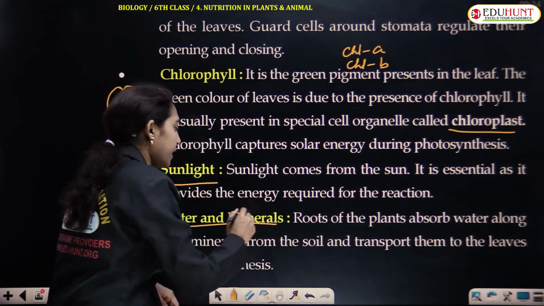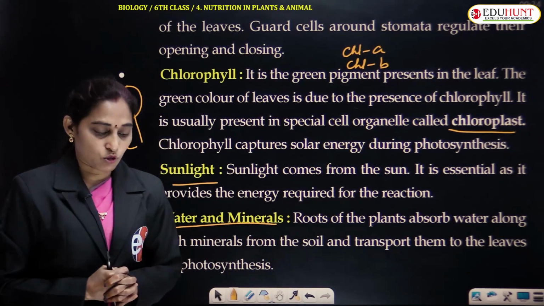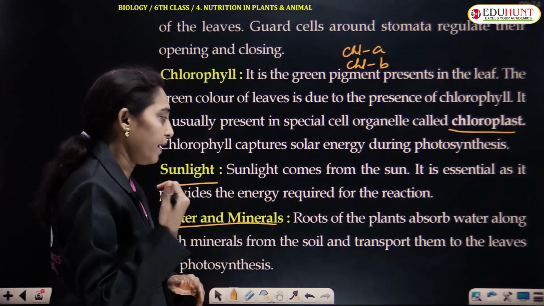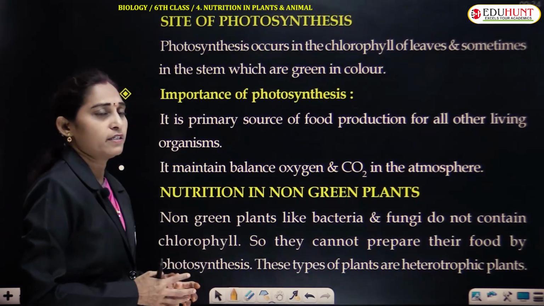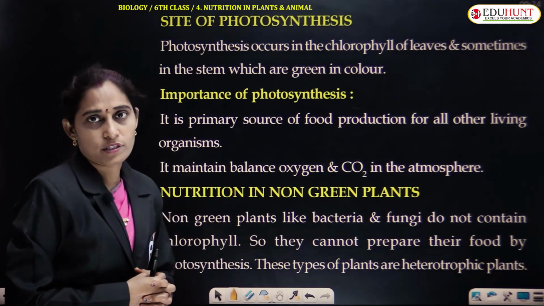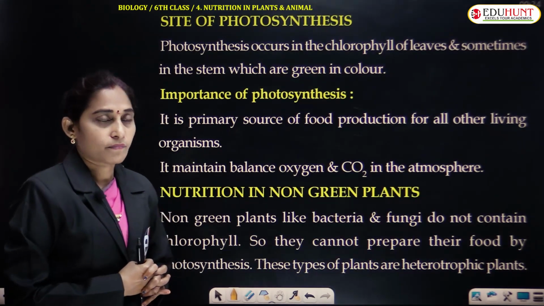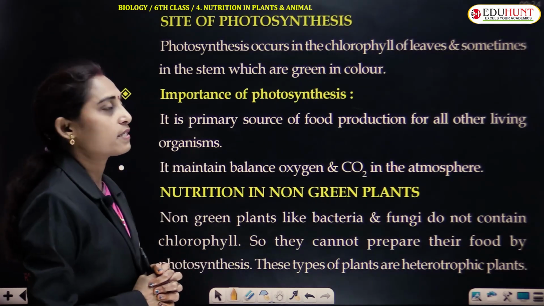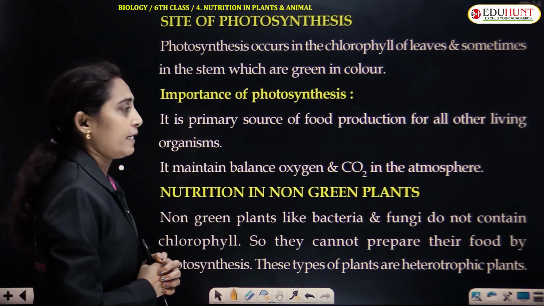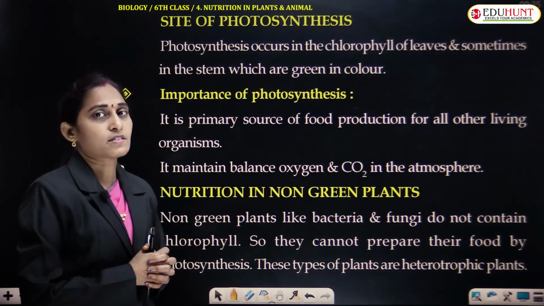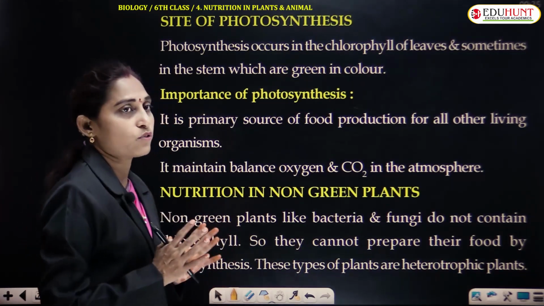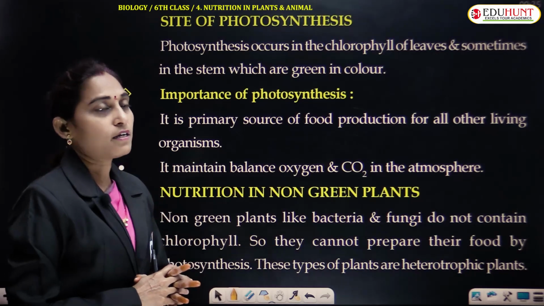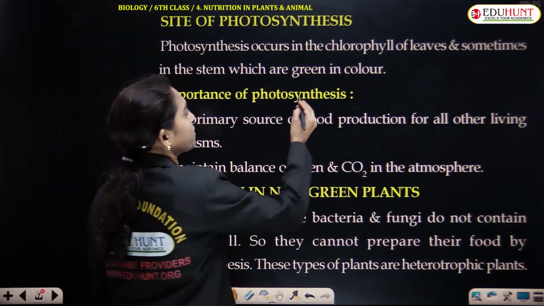Then water and minerals. Roots absorb water and minerals from the soil through the root hairs, and they get transported to the site of photosynthesis, that is the leaves, through xylem. And in the leaf, the chloroplast is the actual site of photosynthesis. Chlorophyll is the molecule in which photosynthesis occurs.